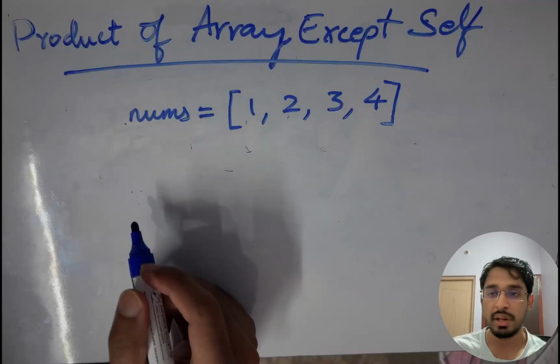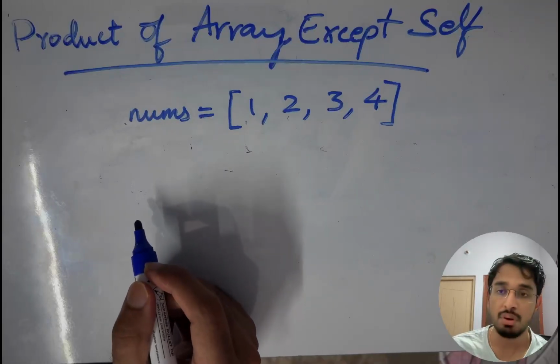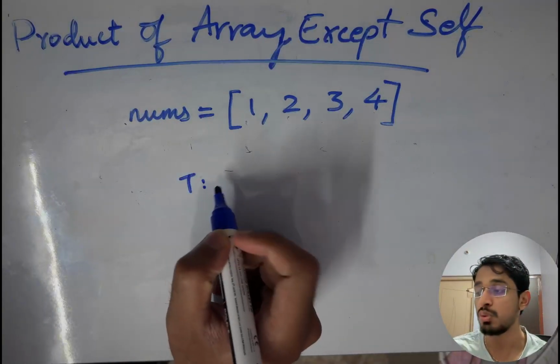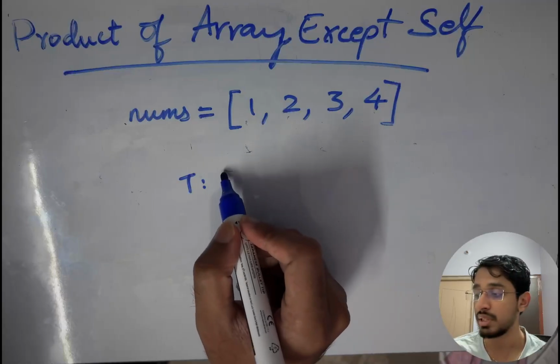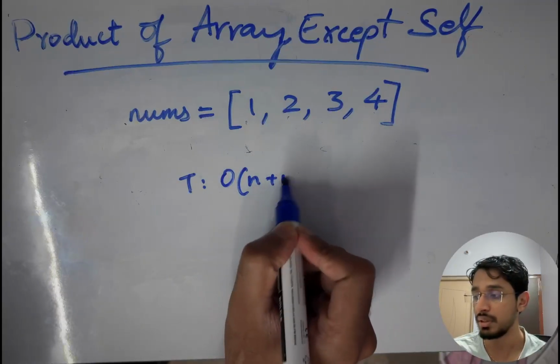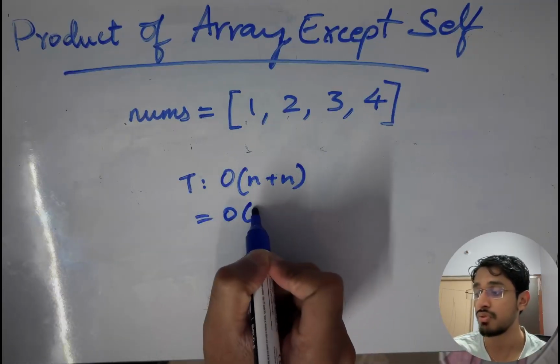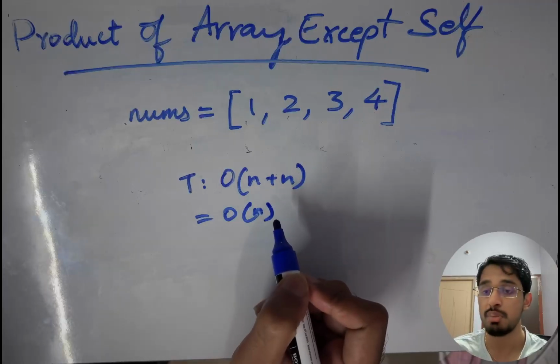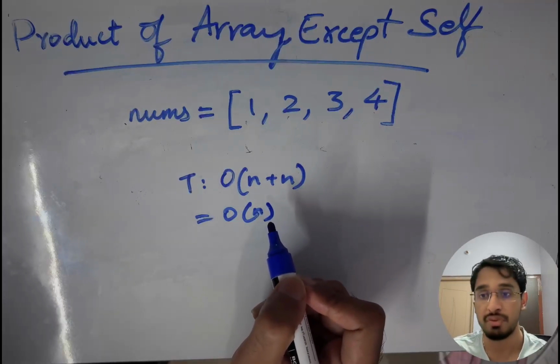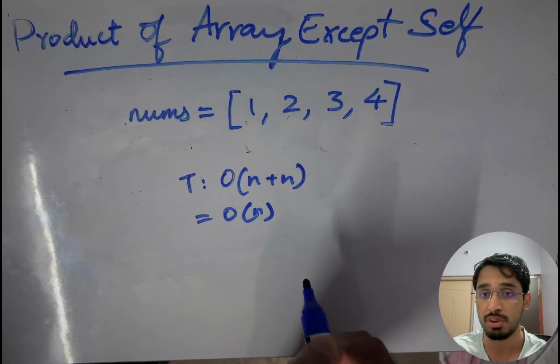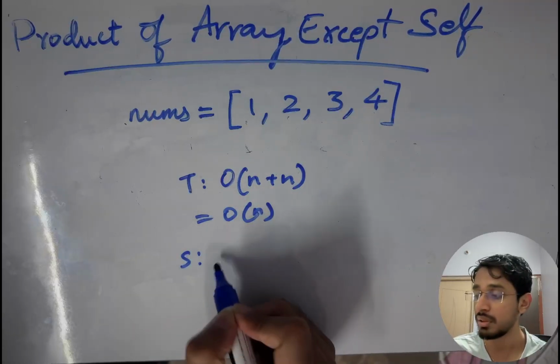Okay, so what is the time complexity involved in this particular operation? So we are running two loops, right? So the time complexity would become O of n plus n, which should still constitute to O of n. Okay, so we have reduced the complexity from O of n square to O of n within this particular optimal solution. And what is the space complexity?